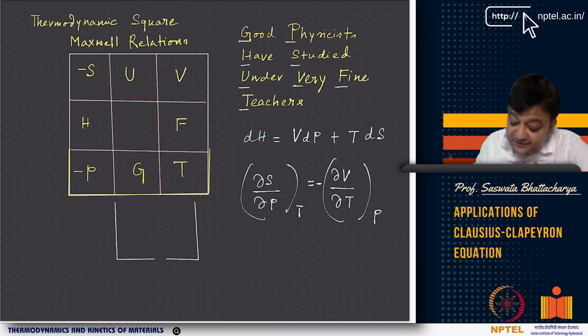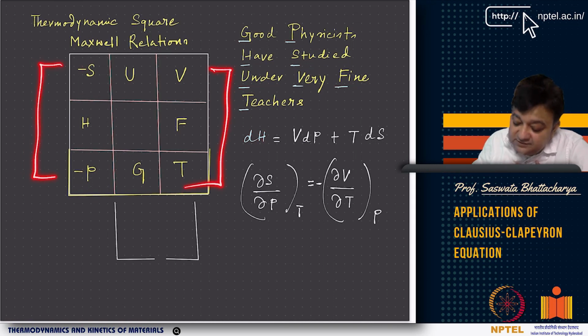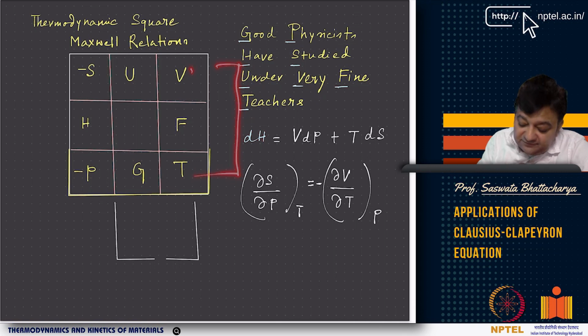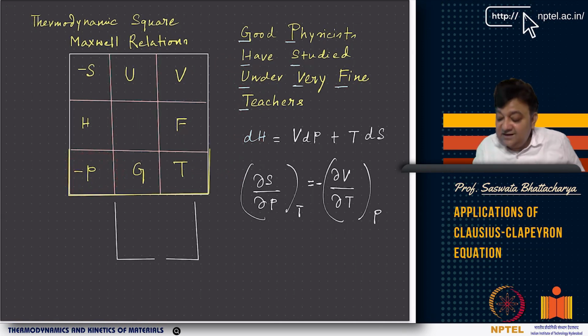Again, when you have differentials, you ignore the sign. So del S del P at constant T is equal to minus del V del T. Why minus? Because P is now not a part of the differential, right? When I am looking at del S del P, I am fixing T. So del S del P at T equals, if I take the opposite one, then I have a negative sign here. So this becomes minus del V del T at constant P, right?